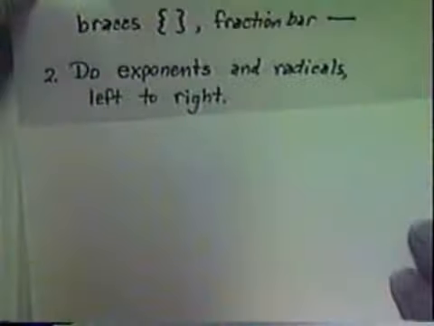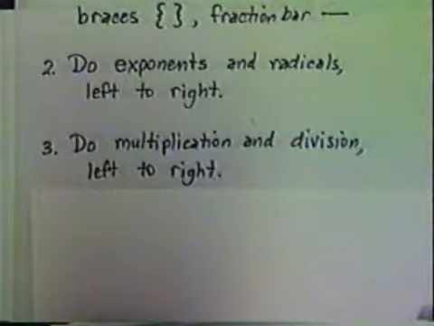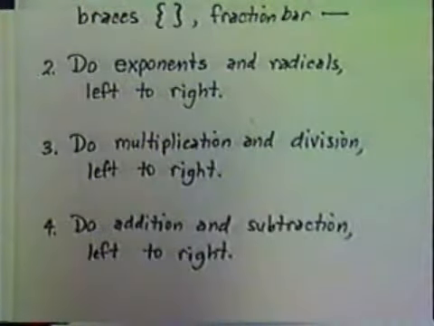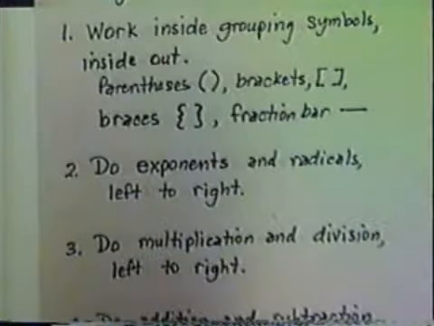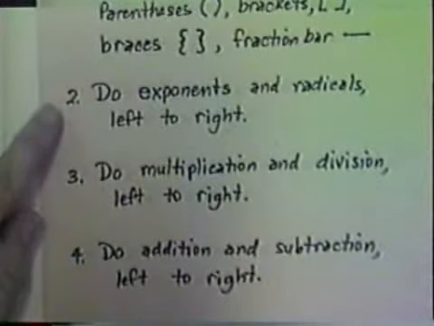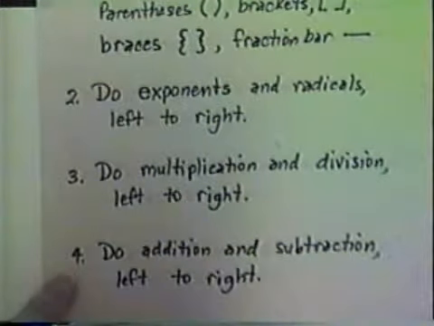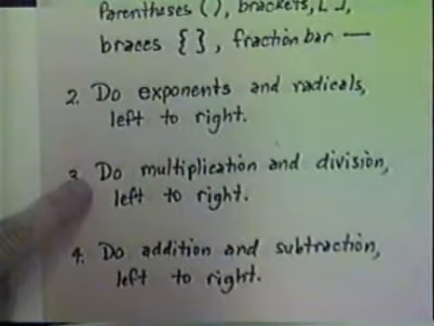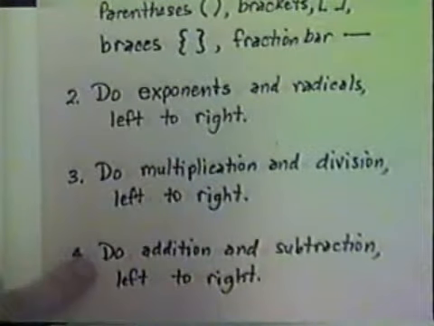Then we get to the operations of arithmetic. Step 3 is do multiplication and division, left to right. And step 4, do addition and subtraction, left to right. Notice that the order of operations agreement has 4 parts. The 4 parts are work inside grouping symbols, then do exponents and radicals, then do multiplication and division, finally do addition and subtraction. The 4 operations of arithmetic have been paired up. The multiplication and division go together. The addition and subtraction go together.